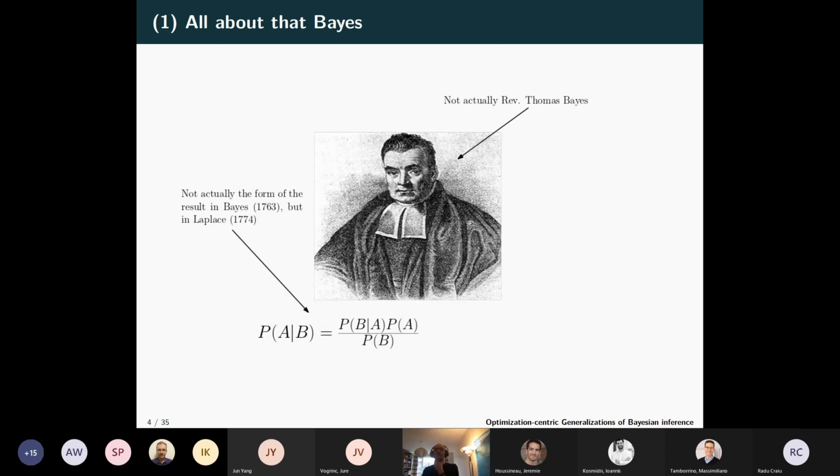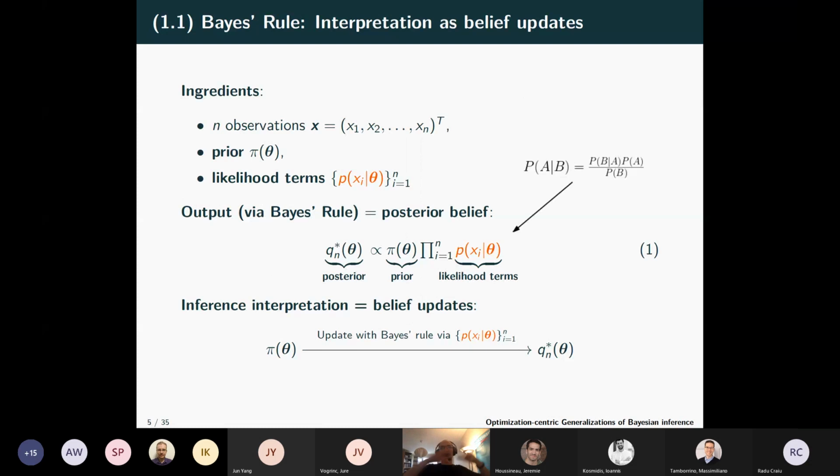Okay, so before we start, the obligatory picture of Thomas Bayes, even though it's not actually Thomas Bayes, and it's not actually Bayes' theorem, but it's the form of Bayes' theorem that you would find in Laplace's text, which comes about 10 years later. But just to set the stage for the notation we'll be using: x denotes our observations here. N observations are collected in a vector x.